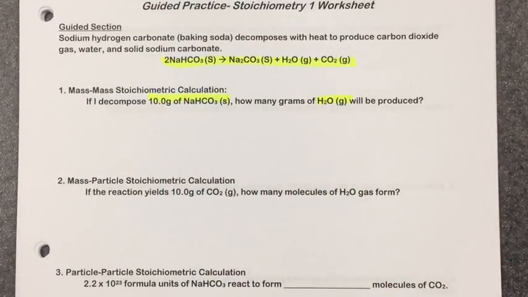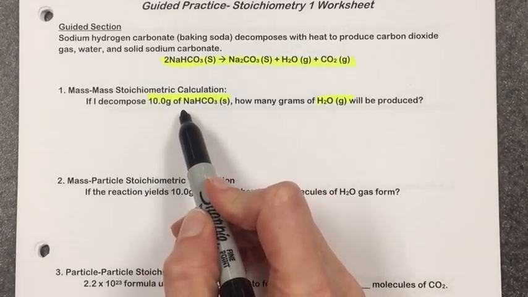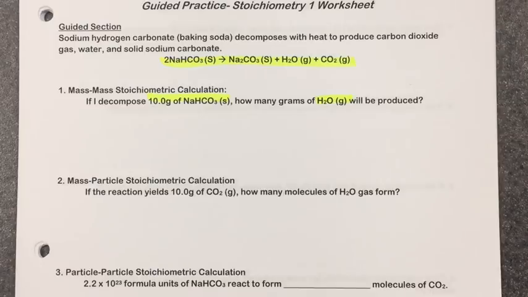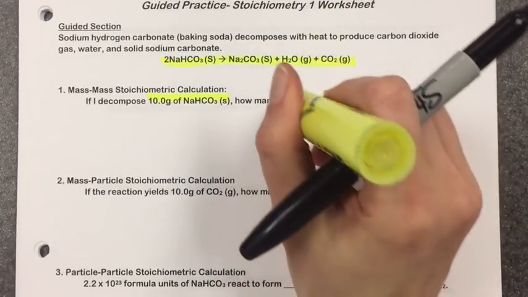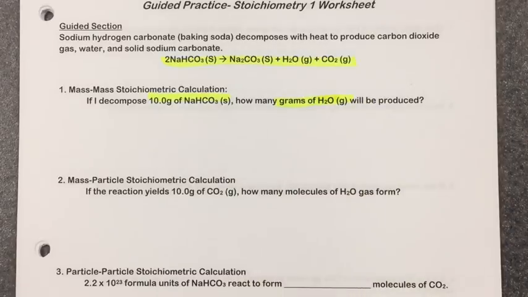Step 2 was to identify your known amount, which is right here, it's this value here, and what it is that you're trying to calculate. So we actually need to figure out how many grams of H2O. So we need to calculate grams of water. That's our wanted value. Next step, come up with the mole ratio.